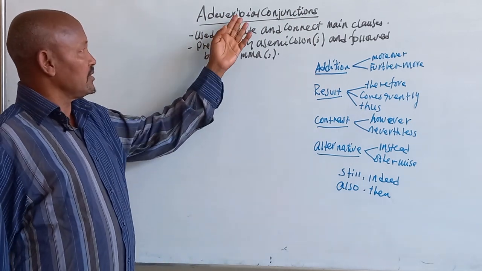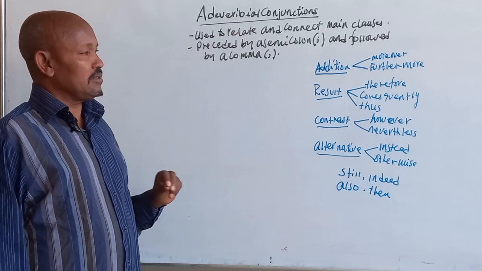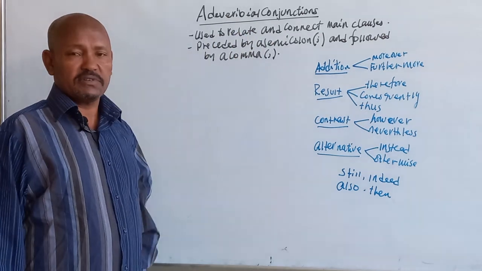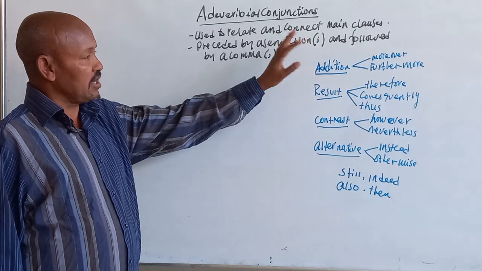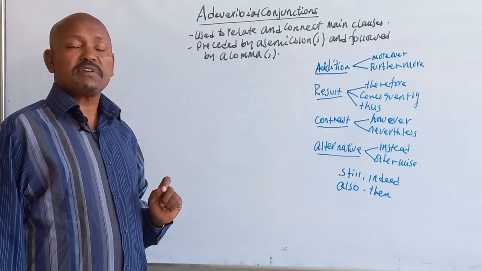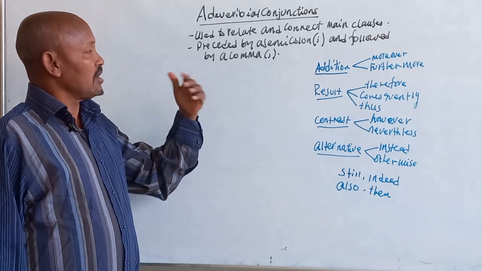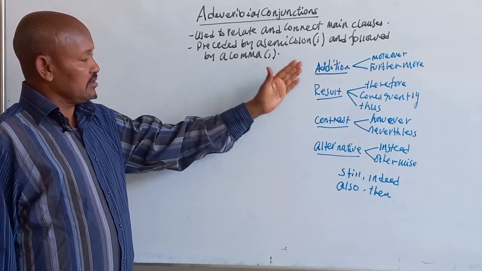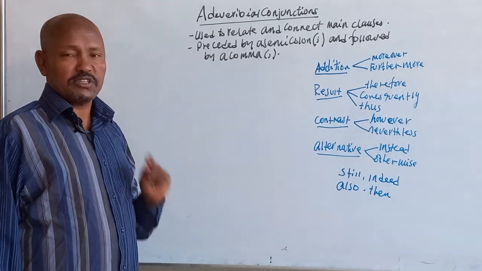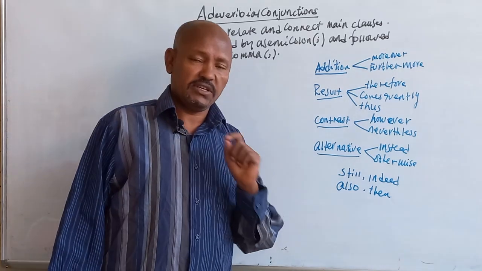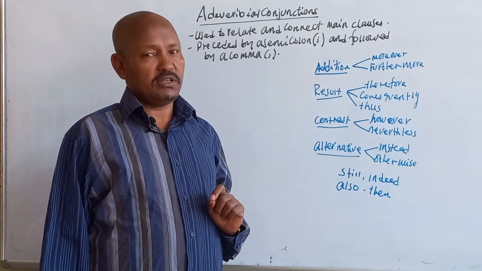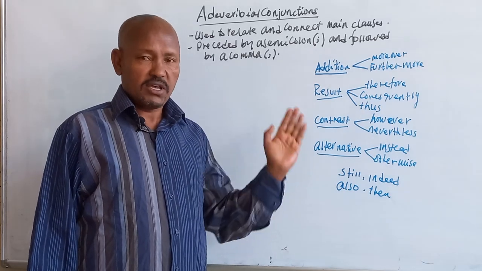So when you say adverbial, from the name, adverbial means most of the conjunctions are adverbs. Most of the conjunctions are adverbs, so we can say an adverbial conjunction, all right? An adverbial conjunction. So let's see adverbial conjunctions.